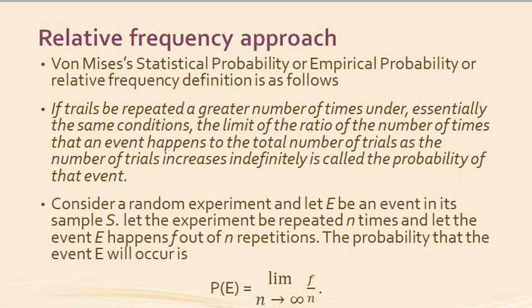It is so simple. Whatever we want to do is go on repeating the experiment as many times as possible, and we find the ratio f by n. When n becomes very large, the ratio f by n approaches a constant number. This constant number is called the probability, and is denoted by P of E. So mathematically we can put it as P of E equals the limit as n tends to infinity of f by n.